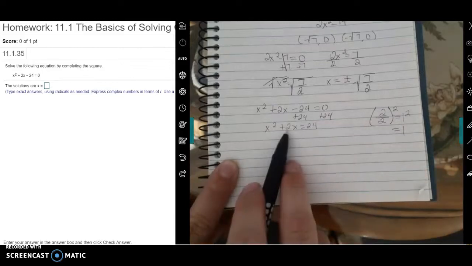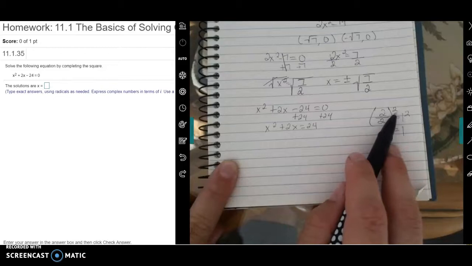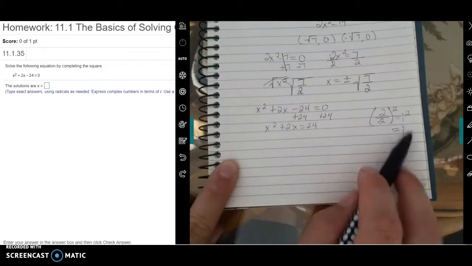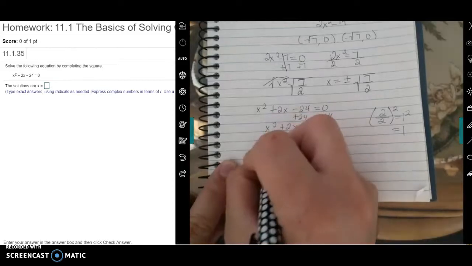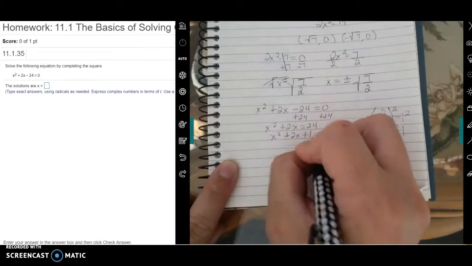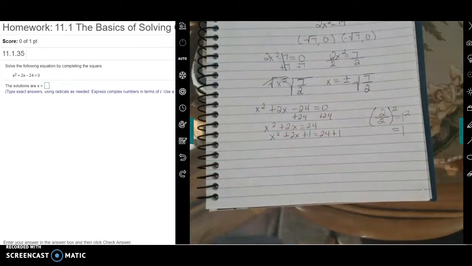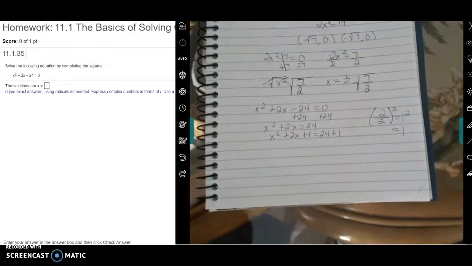Okay, so you always take this number in front of the x, divide it by 2, and square it. So 2 divided by 2 is 1. 1 squared is 1. Now, that value that you get, you're going to add that value to each side.